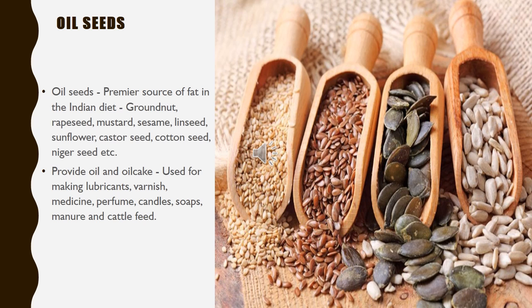Then oilseeds. Oilseeds, the premier source of fat in the Indian diet, are derived from a number of crops. We use oil for our cooking purposes. We get oil from crops like groundnut, rapeseed, mustard, sesame, linseed, sunflower, castor seed, cottonseed, niger seed, etc. These provide oil and oil cake, which are used for making lubricants, varnish, medicine, perfume, candles, soaps, manure, and cattle feed.